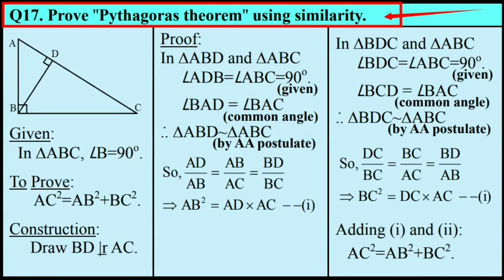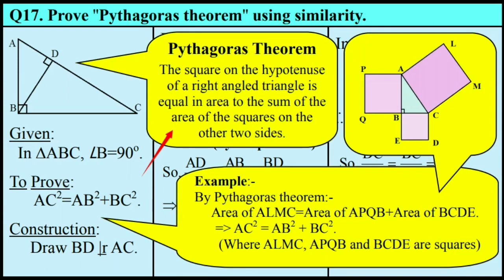Next question number 17. It is a common question on similarity and not a question on application of map or application of model. Let's observe at first what Pythagoras theorem says. The statement is, the square on the hypotenuse of a right angled triangle is equal in area to the sum of the areas of the squares on the other two sides.